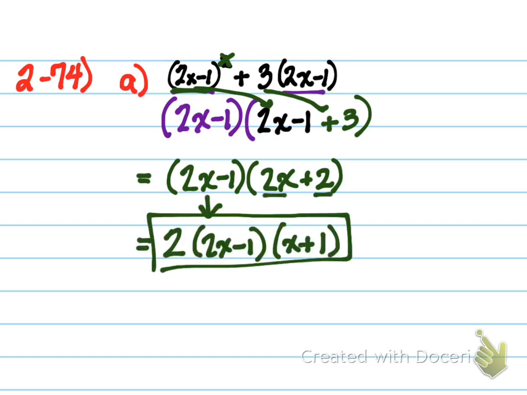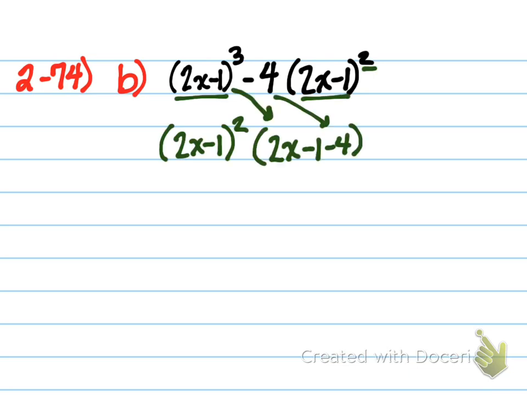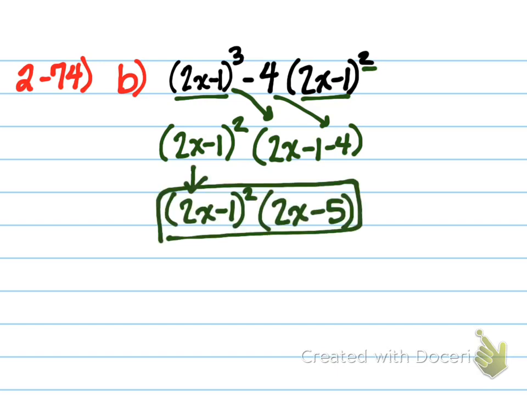So we need to pull out that 2, put it out in front, and then the leftovers are in that last term. On B, we're going to pull out that GCF, 2x minus 1 squared, and the leftovers go inside. Remember, you only have 2x minus 1 that's left over, and then we just need to simplify. Nothing else we can do with that, so we're done.